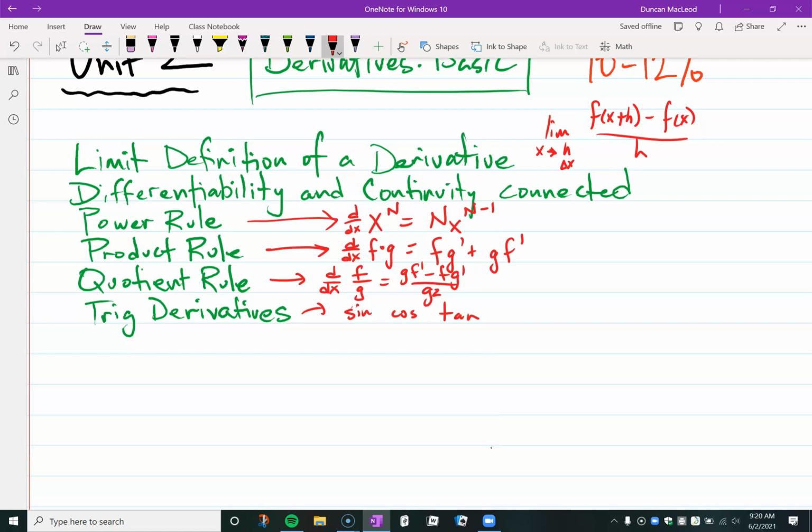What are the three derivatives? Derivative of sine is cosine. Derivative of cosine is negative sine. Derivative of tangent is secant squared.